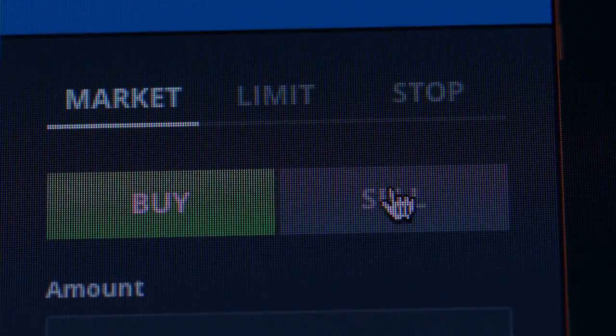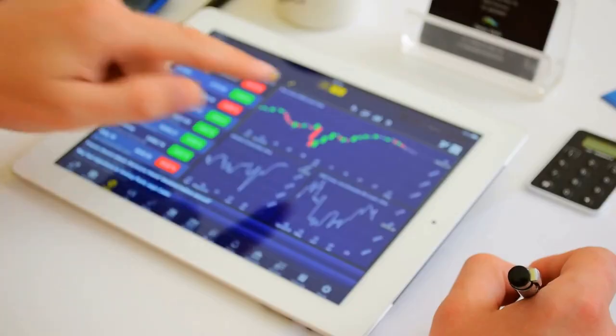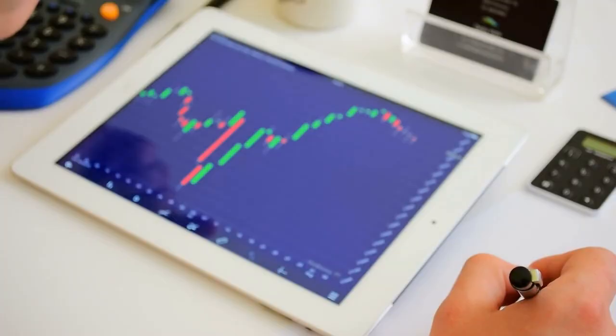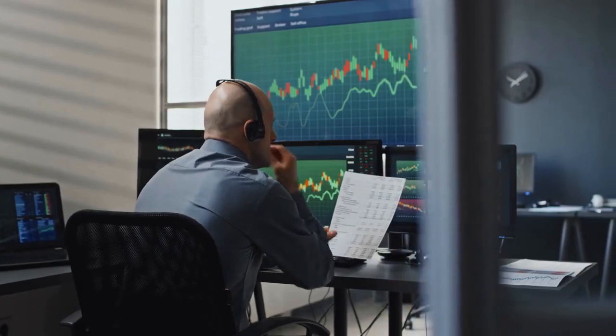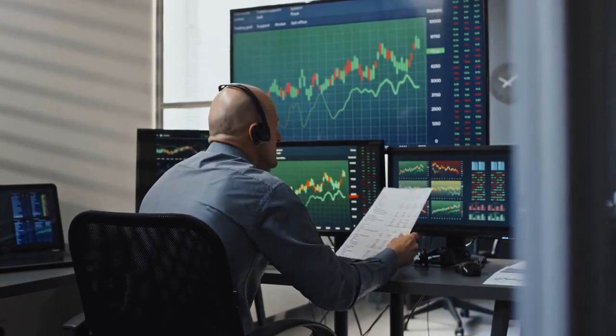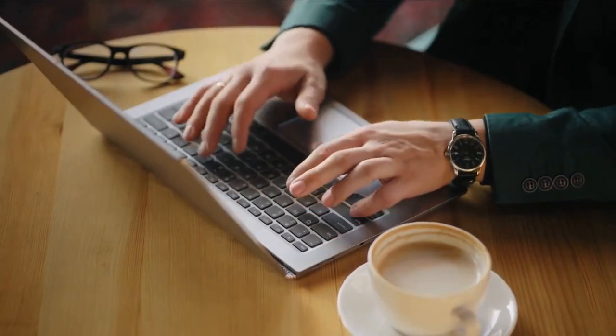Step 7. Explore the trading platform. Get familiar with the broker's trading platform, which is where you'll execute trades, monitor your portfolio, and access market data. Take advantage of any educational resources provided by the broker to enhance your trading knowledge.